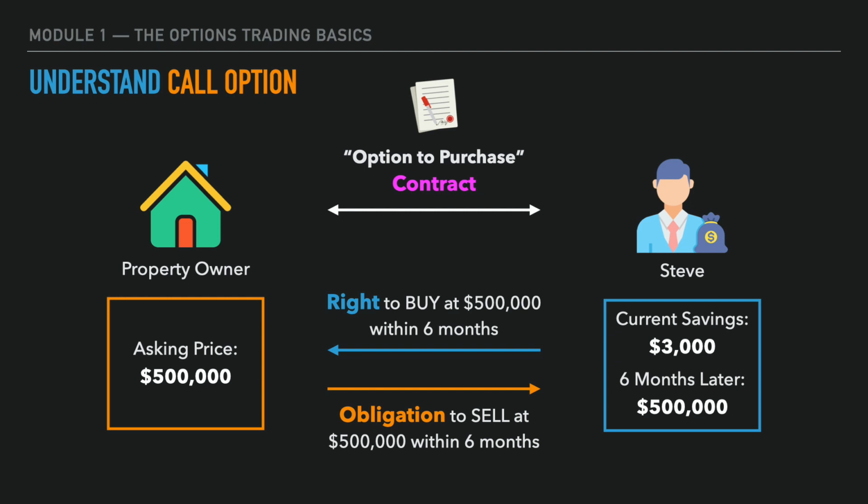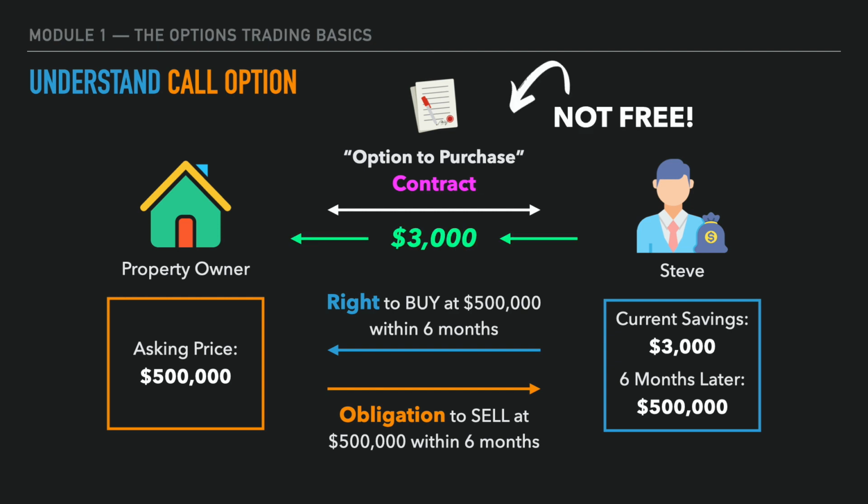The answer is pretty simple, because the option to purchase contract is not free. The owner requests $3,000 as the fee for the contract to compensate for the opportunity risk that he's taking. Such a fee is also known as the premium of this option to purchase contract. With this premium paid to the property owner along with the option to purchase contract, this whole deal will make perfect sense. Here's how it works.